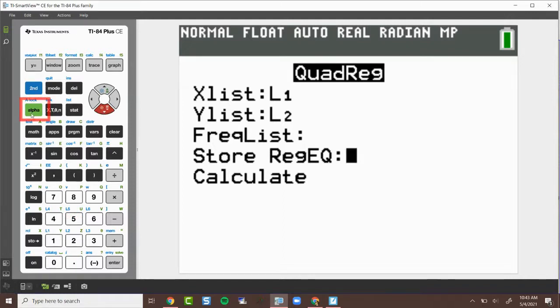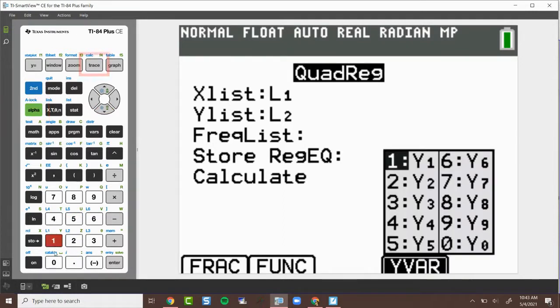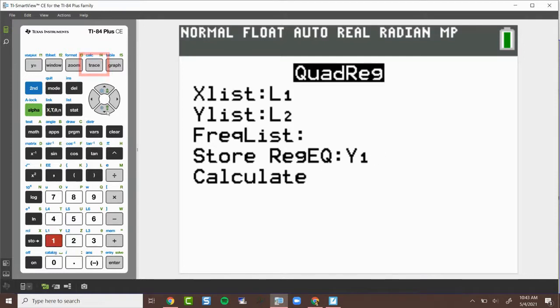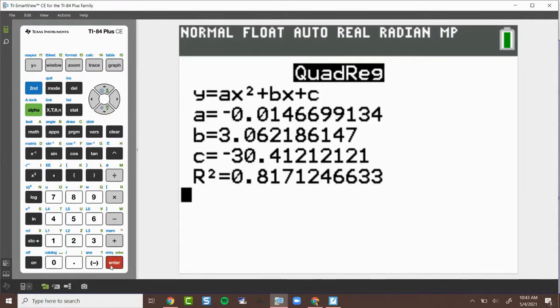Again, I'm going to go ahead and store this equation into my graphing calculator. I'm always going to hit calculate. Okay, r squared is 0.817. That's pretty high. It's not terrible. And I've got my A's, B's, and C's.